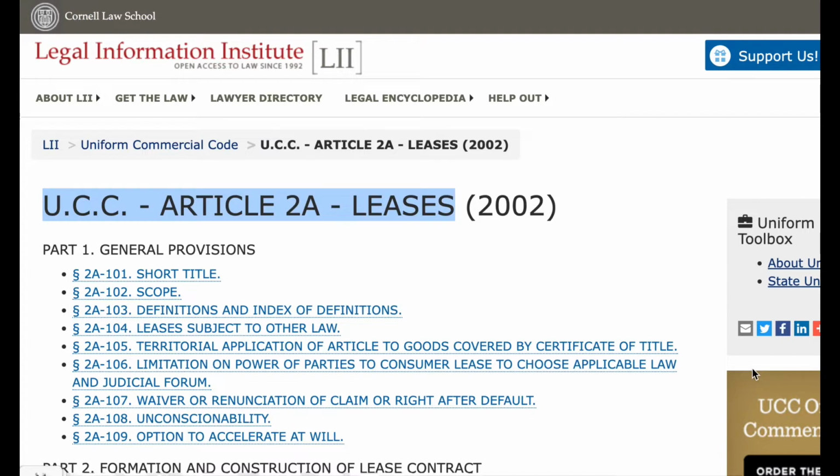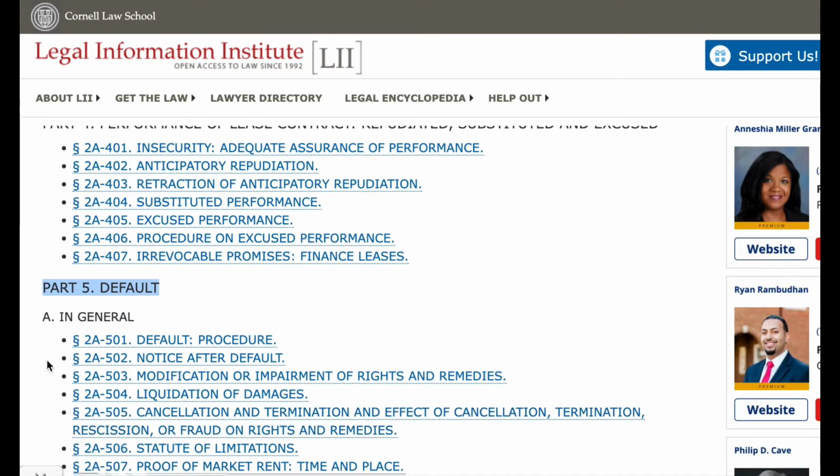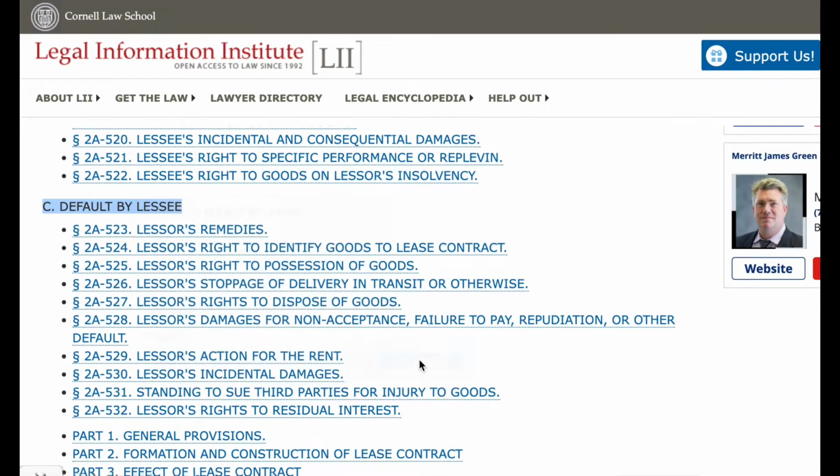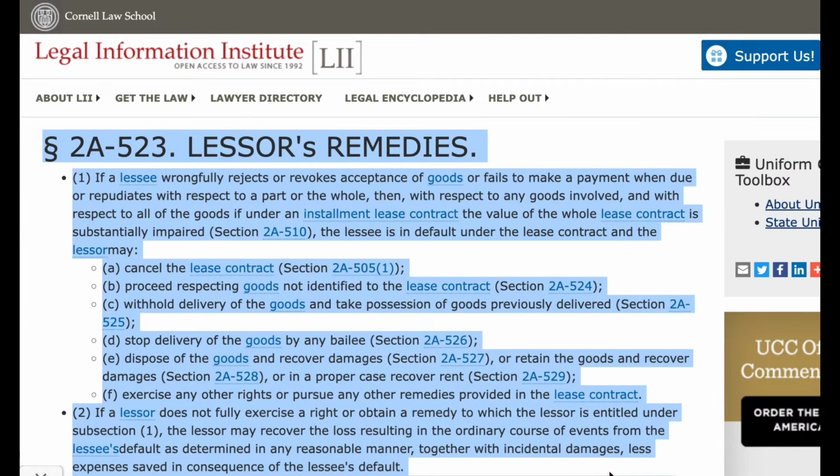Cornell Law School. U.C.C. Article 2A, Leases, Part 5. Default. See Default by Lessee. Paragraph 2A-523. Lessor's remedies. 1.